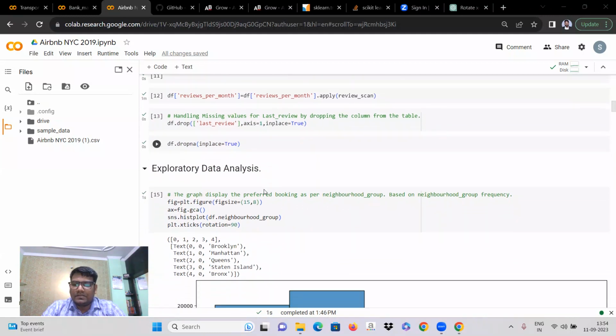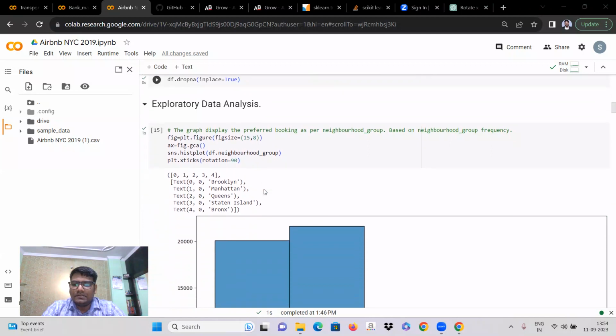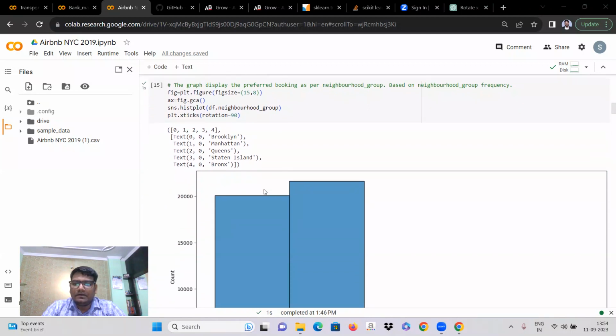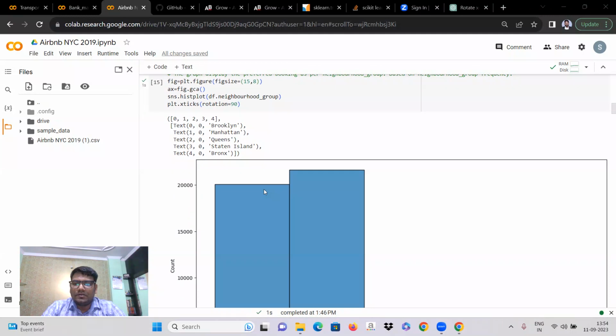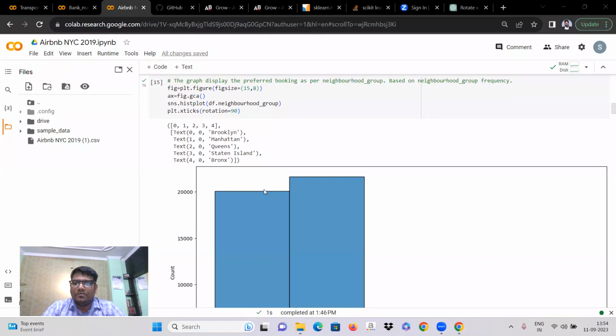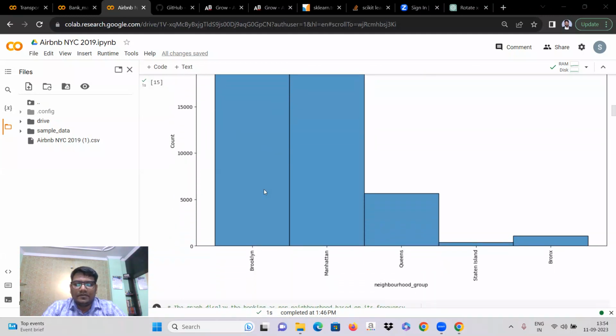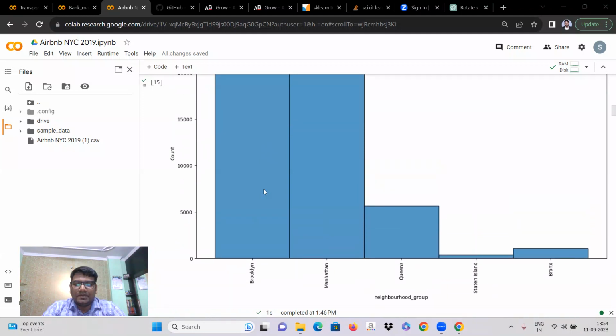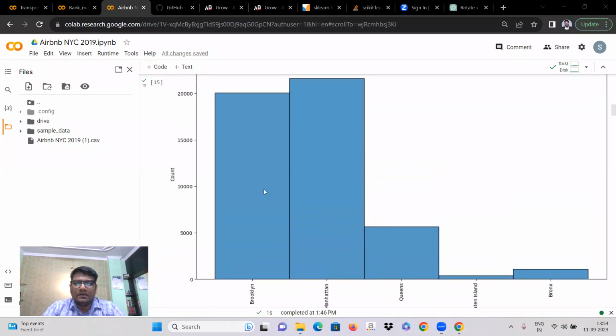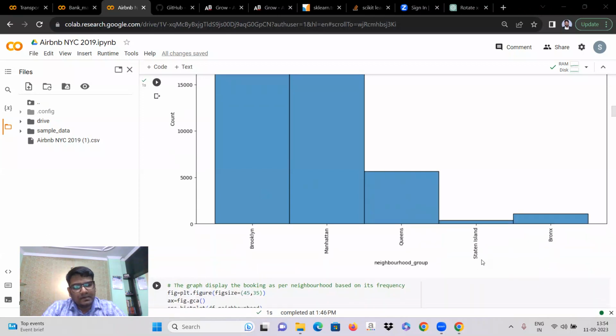So let us move toward the exploratory data analysis. Here is the graph that shows the information about the neighborhood group. As we see, Brooklyn and Manhattan are the places where customers prefer to stay a lot, and Staten Island and the other places are where customers do not wish to stay.